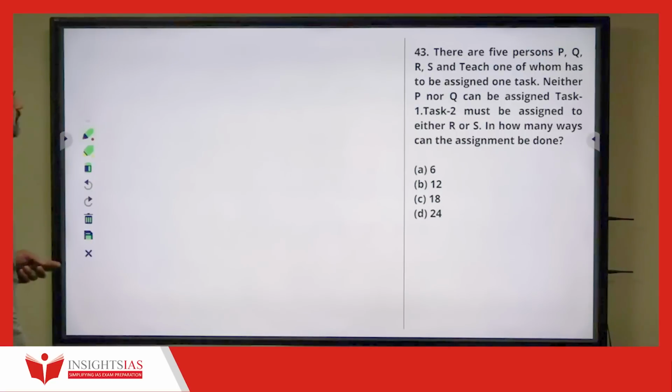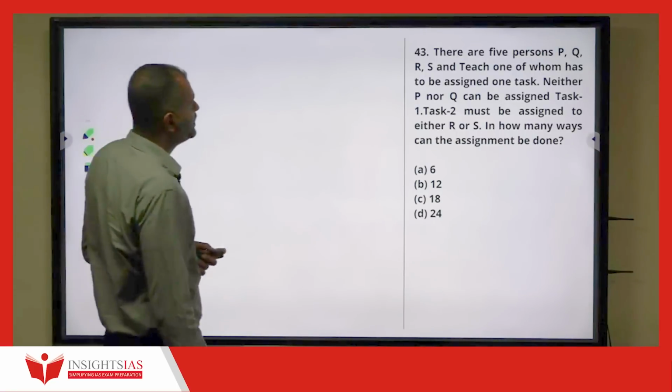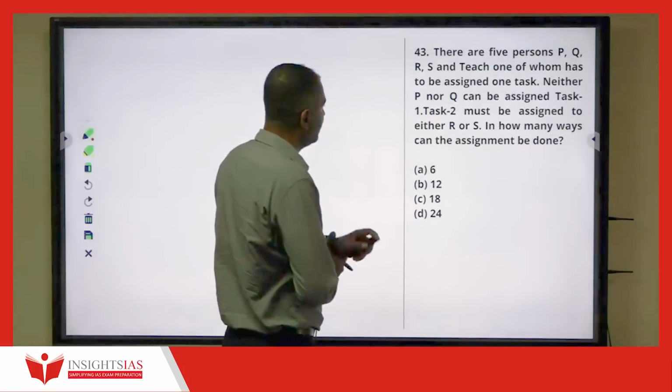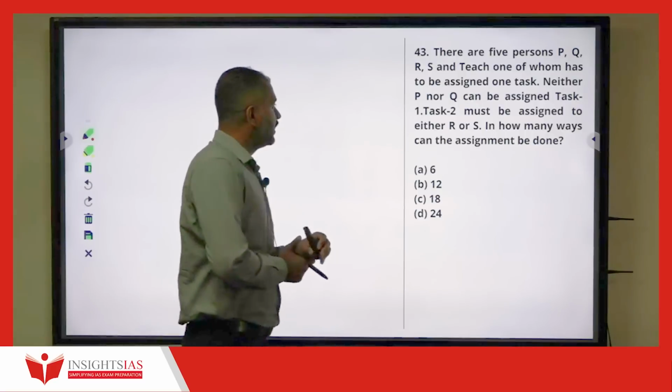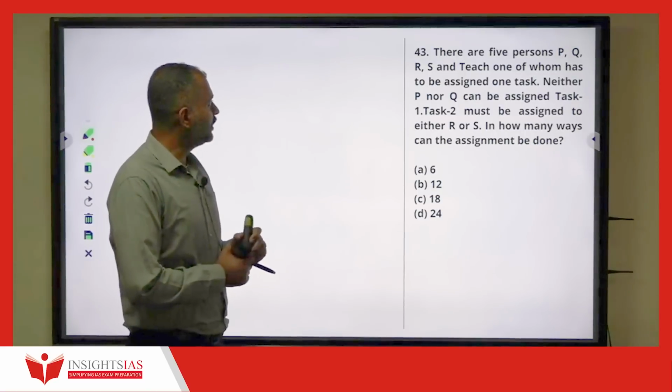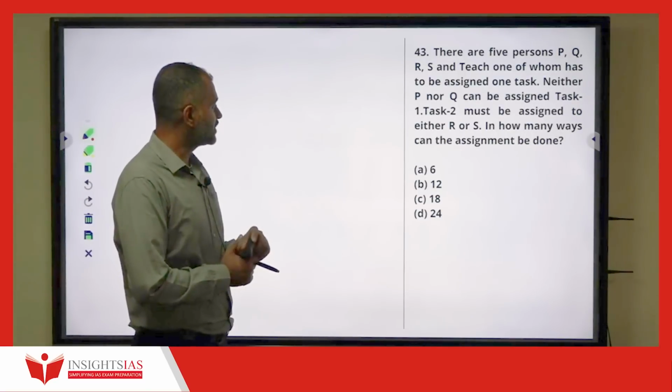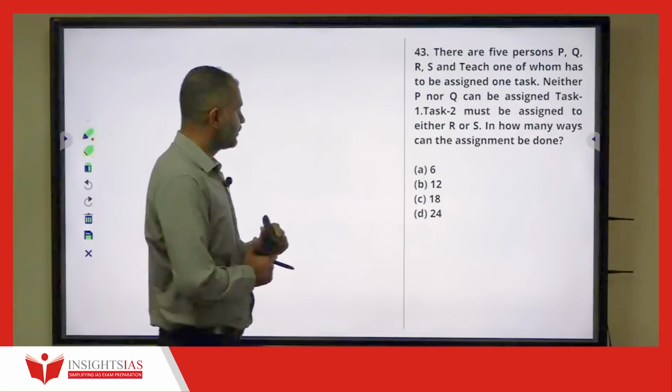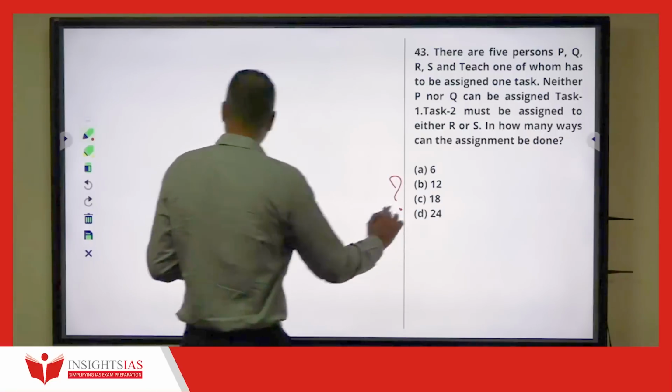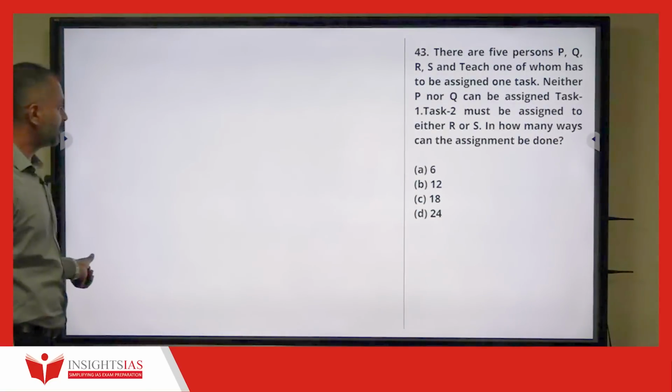Now, there are 5 people P, Q, R, S, T, one of whom... this is also an ambiguous question. I don't understand whether a task has to be given to each one of them or just one task. This is an ambiguous one. I'll skip this particular question.